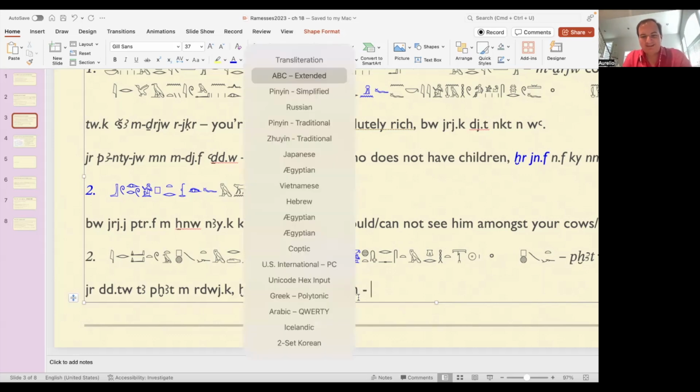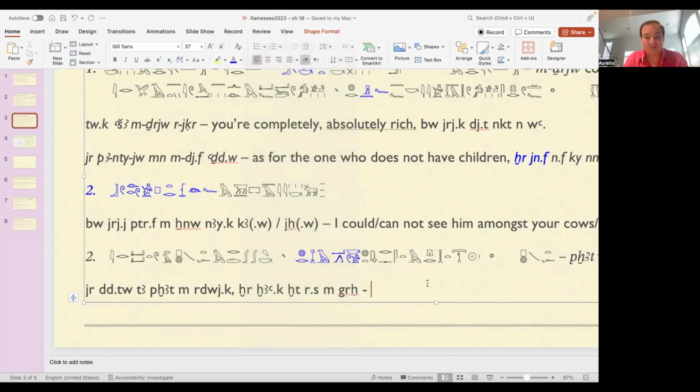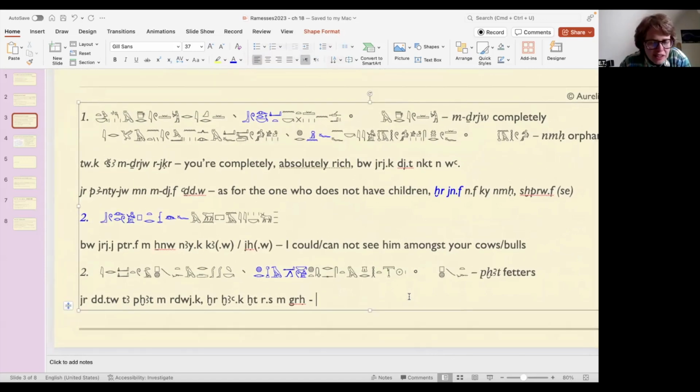What do you make out of it? So for the transliteration, spot on. Okay. So something with the fetters. Okay, so I translated it as: if the fetters are put on your legs, you do something to it in the night, but I don't know what cha'a means.